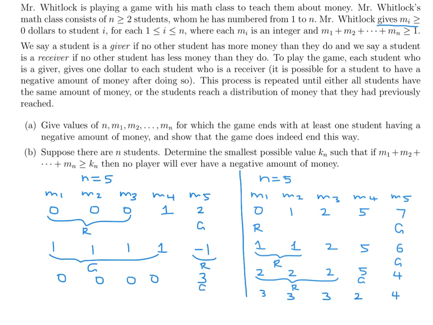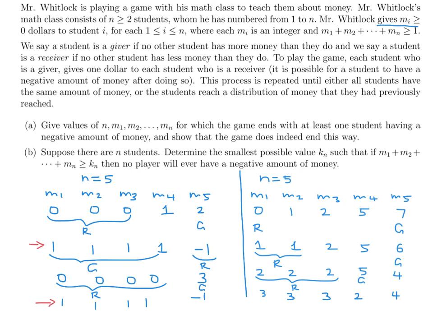This guy is the giver, and these guys are now the receivers. The giver gives the receivers $1 each. So 1, 1, 1, but he's giving away $4, so now he's back down to negative 1. But watch what happened. This is the exact same as this.